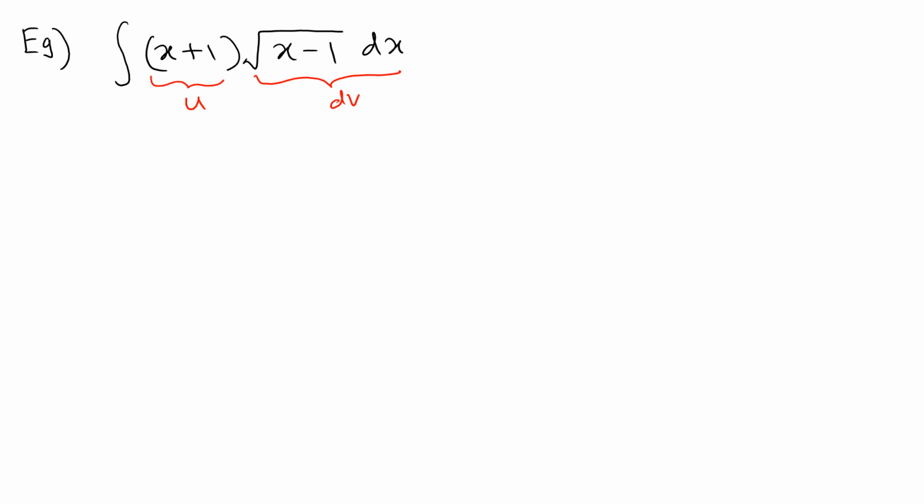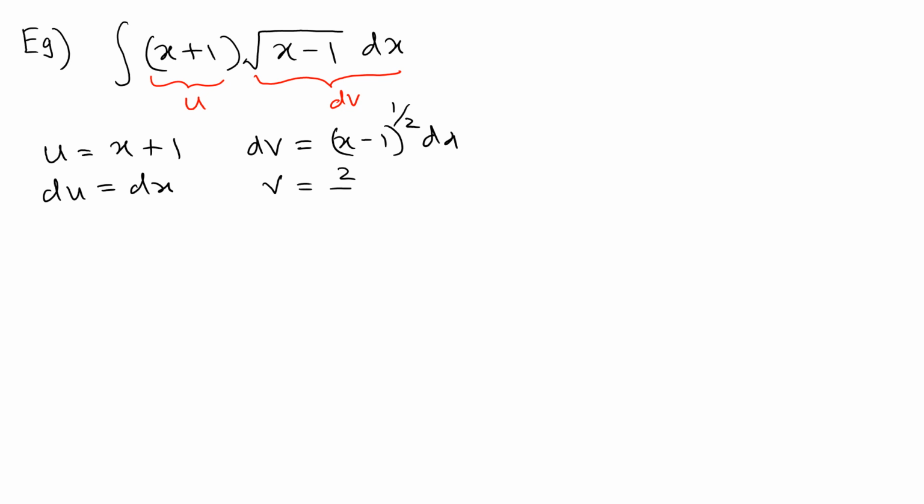So let's write u equals x plus 1. Take the derivative, du equals dx. That's the whole point here. And dv is x minus 1 to the 1/2 power dx. So v equals, if you integrate, 2/3 times x minus 1 to the 3/2. Now we have everything we need. We just need to plug them in, so we can write the final answer now.